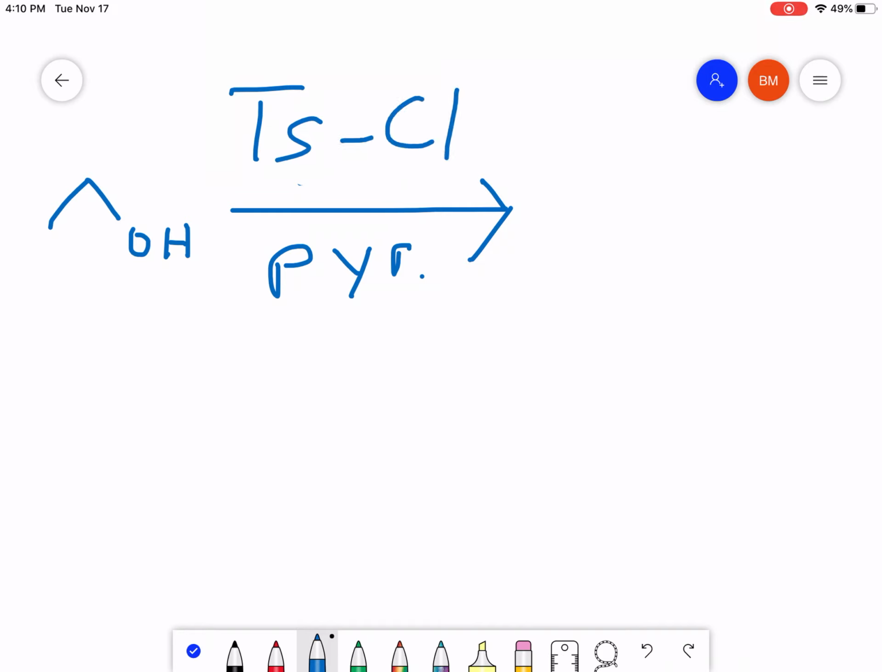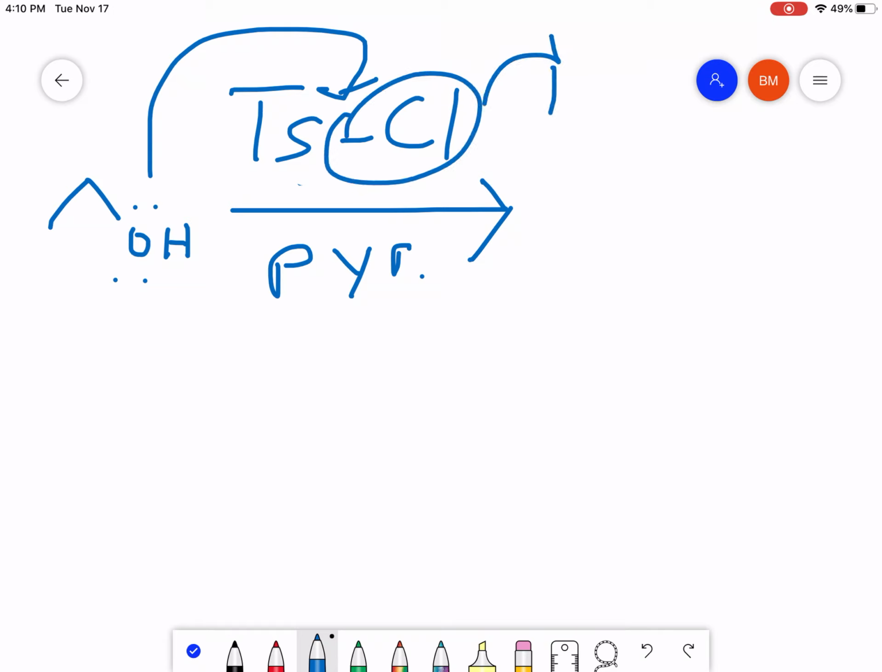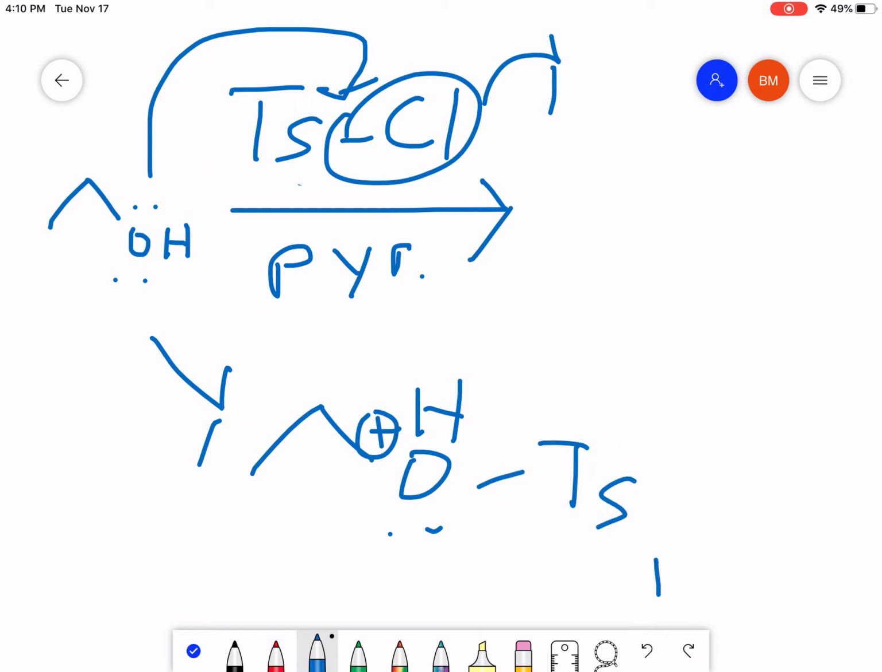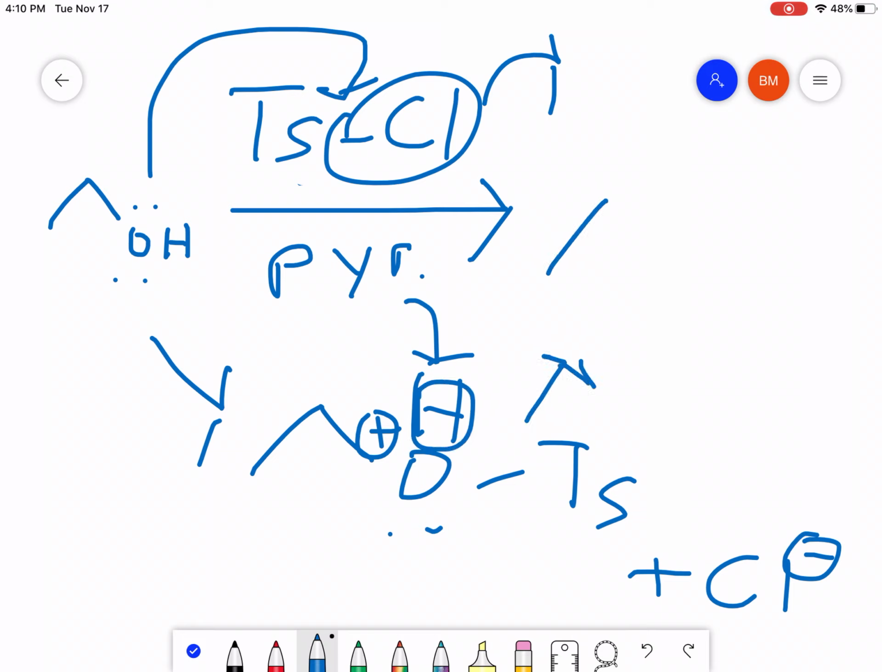I want to draw this with a bond in it. All right, so basically what happens here is that the alcohol group will attack the sulfur in your tosyl chloride. Your Cl minus will leave, to give you this. And then the pyridine acts as a weak base, deprotonates that oxygen, and voila, you've got your tosylate.